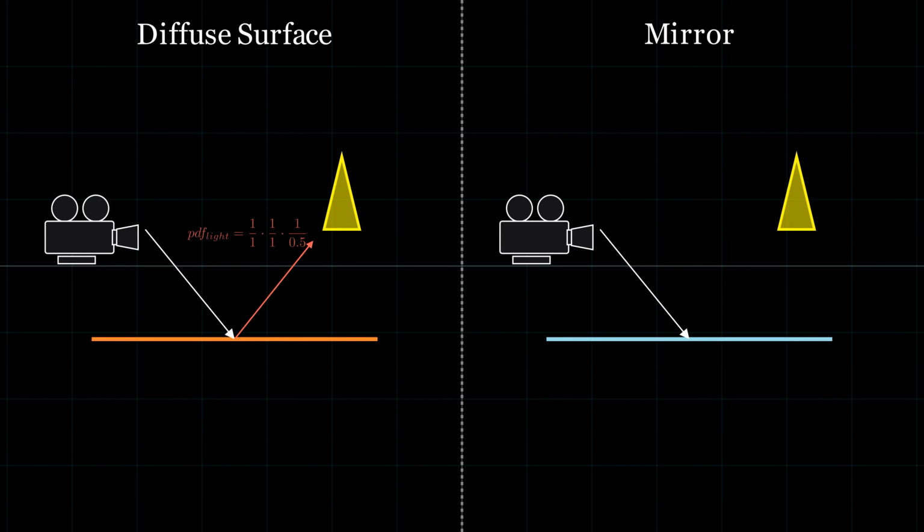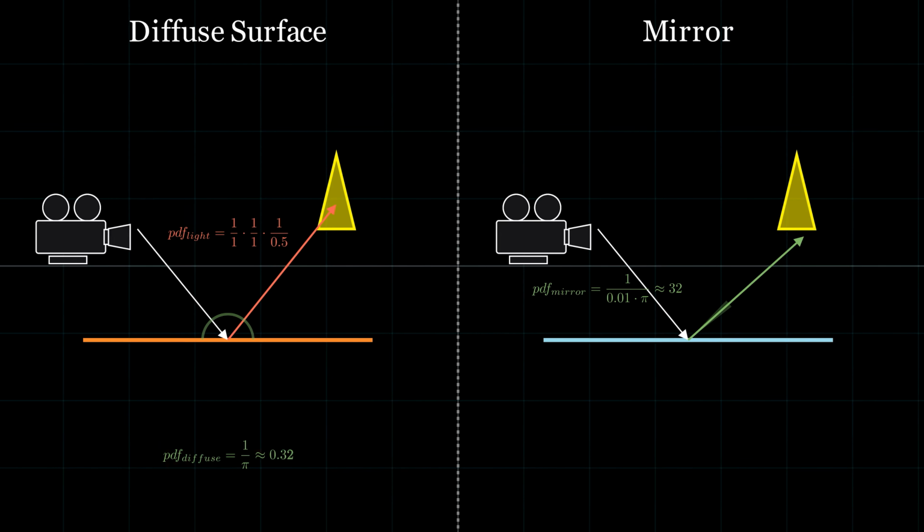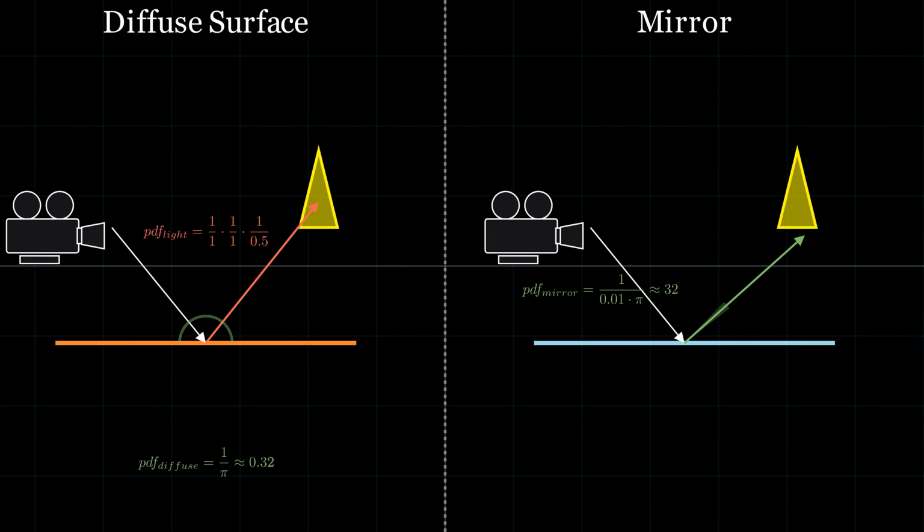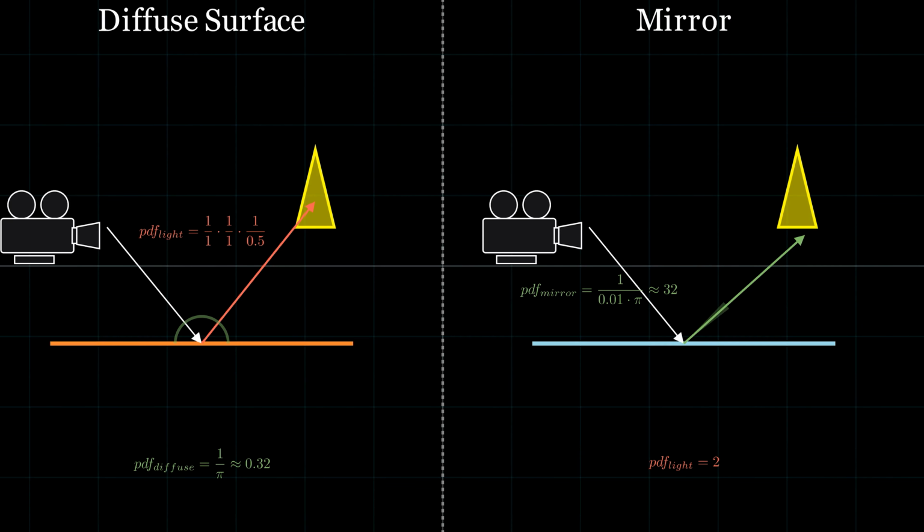On the left, the PDF for sampling the light is 2. One light, one triangle, and an area of 0.5. If we had used the standard path tracing method, the PDF would have been 1 divided by pi, since we would have sampled a random ray in the hemisphere. On the right scenario, the PDF for sampling the light is still the same, but the other PDF is much higher, since we can only sample a ray in a nearly perfect angle.